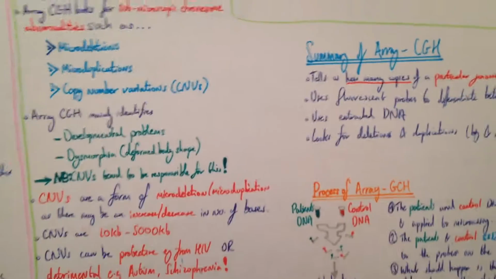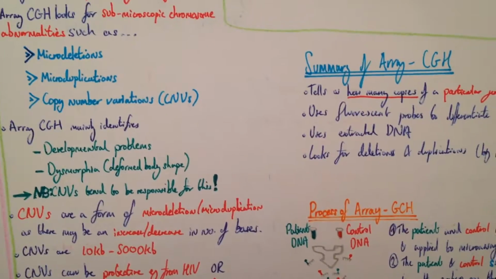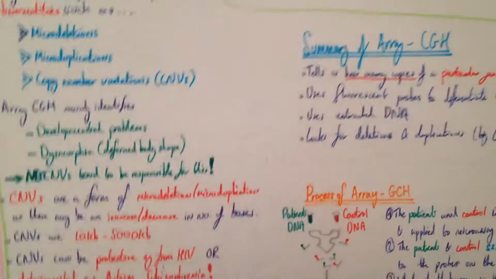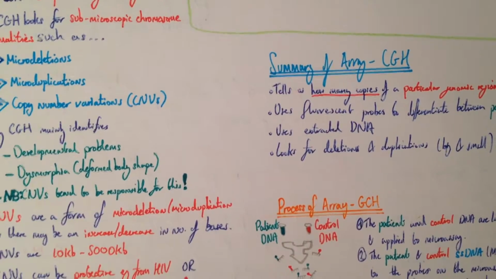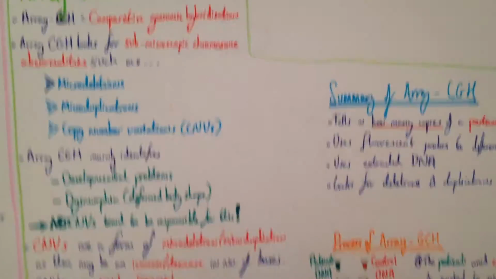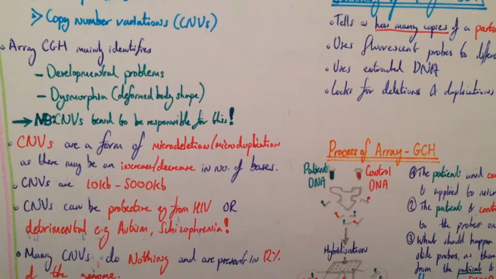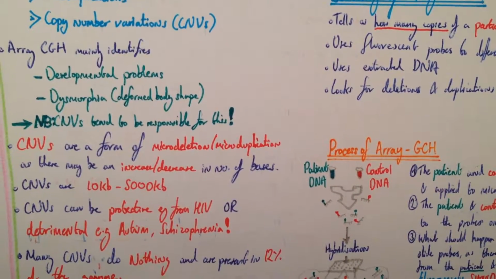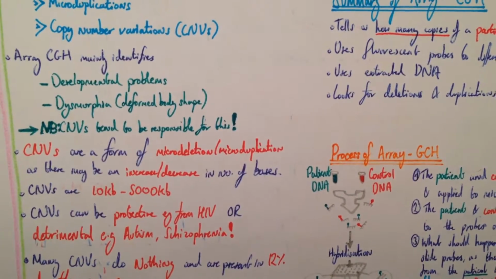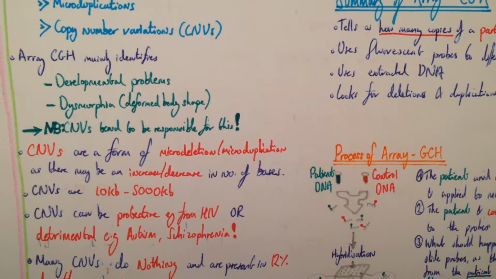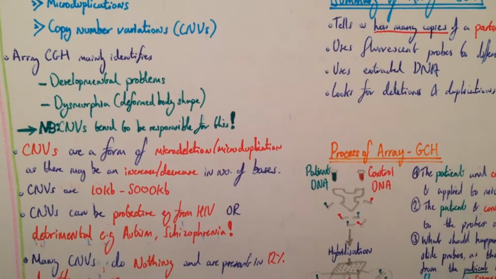So Array CGH mainly identifies developmental problems and dysmorphia, which is a deformed body shape. Notably, something important, CNVs, or copy number variants, tend to be responsible for this. So copy number variants tend to be responsible for developmental delays and dysmorphia.